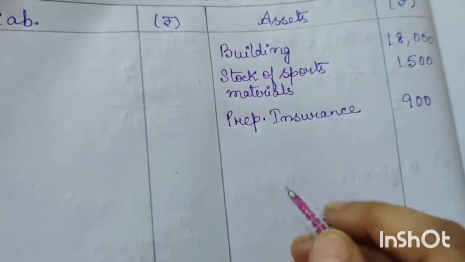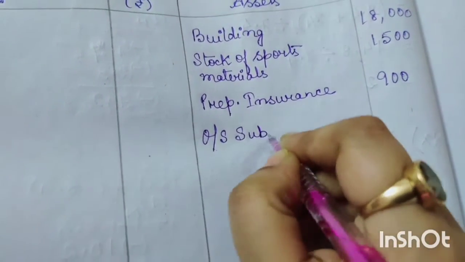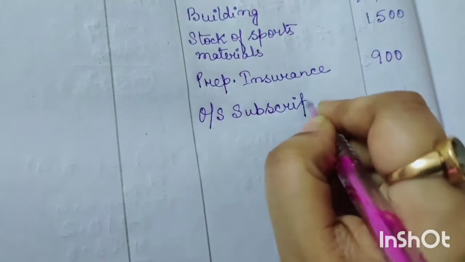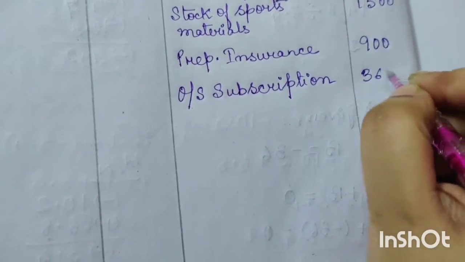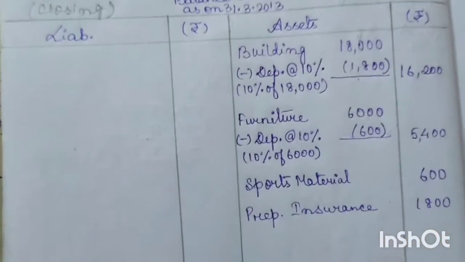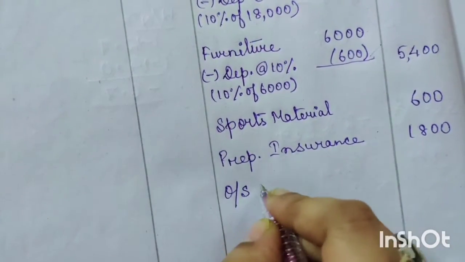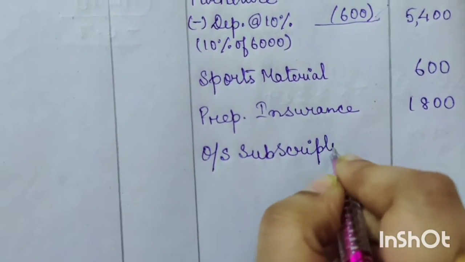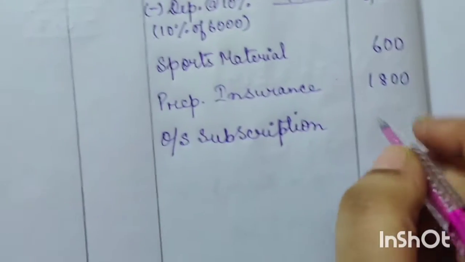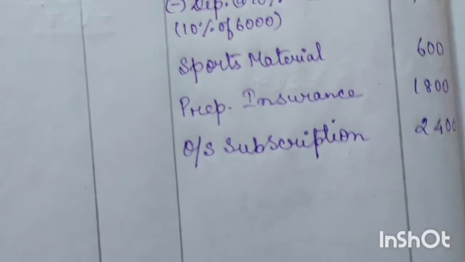So we will write here outstanding subscription on the asset side. Outstanding subscription $3,600 for the beginning of the year. Then come back to the closing balance sheet. Again, outstanding subscription. Our closing balance for outstanding subscription is 2,400.